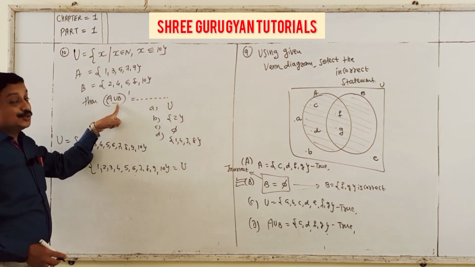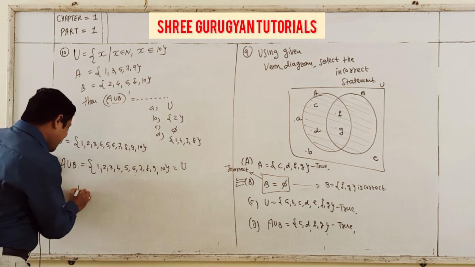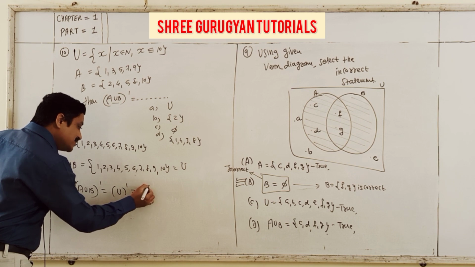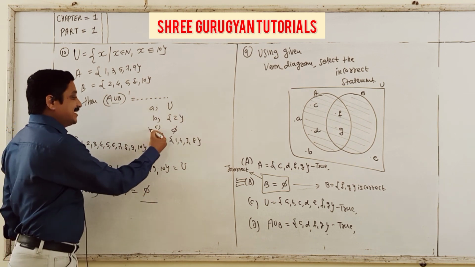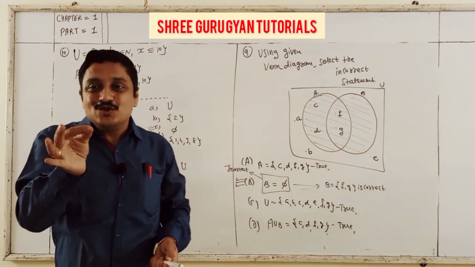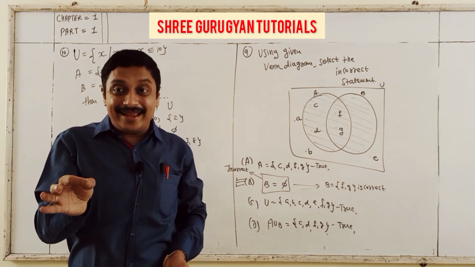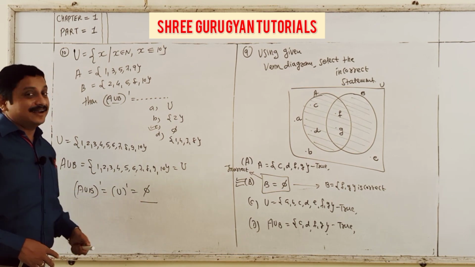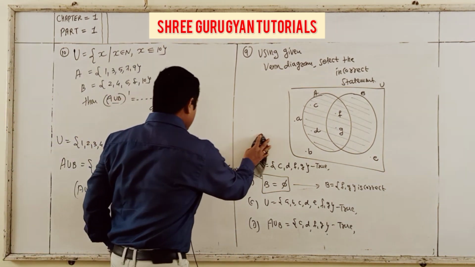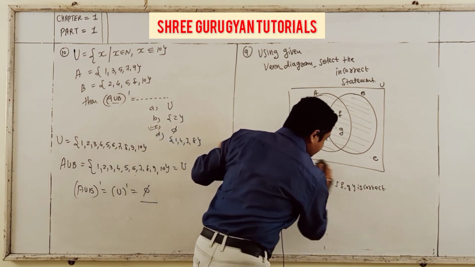But what do I want? A union B complement. It means universal complement, which is null set. And null set is your answer. Universal complement means what? U minus U. And that's why this answer is null set. Now continue. Move to next question, 11th one.